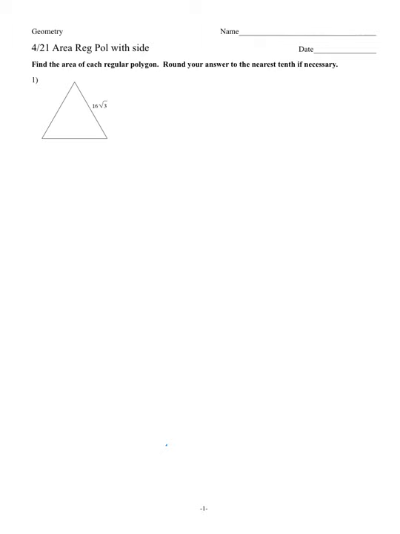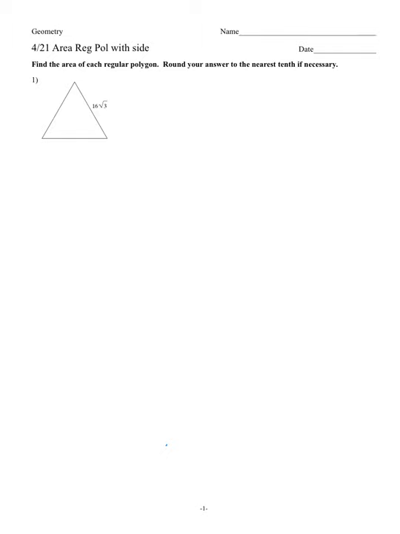Okay, so today you're only going to have 4 problems more, and instead of giving you the apothem, I'm giving you the side. The problem doesn't really change. You're doing it in the same way. You're just going to put things where they belong. So let's look at what we have here.